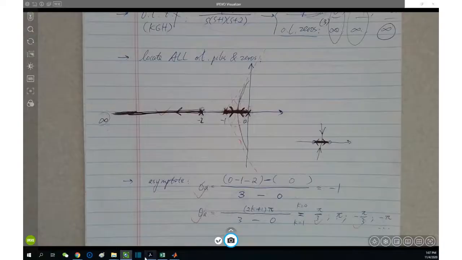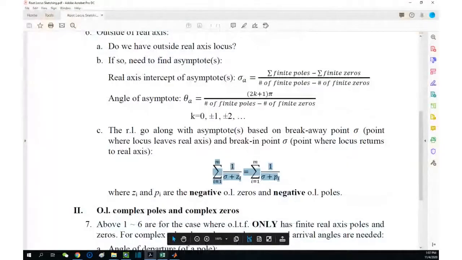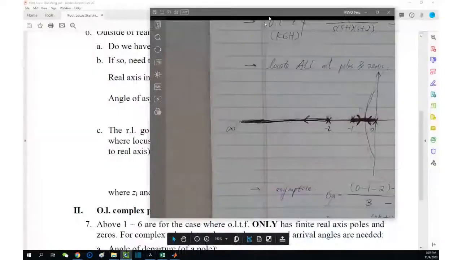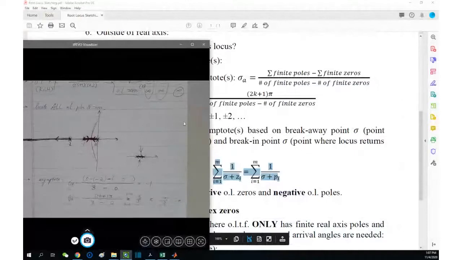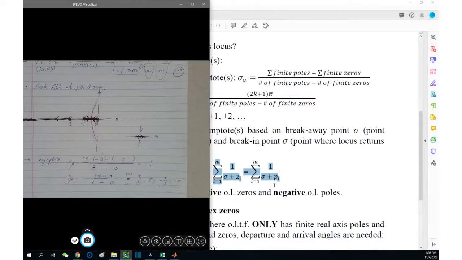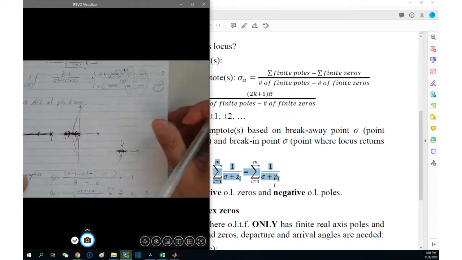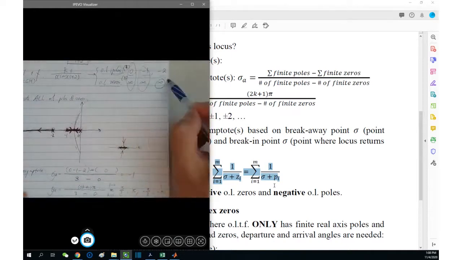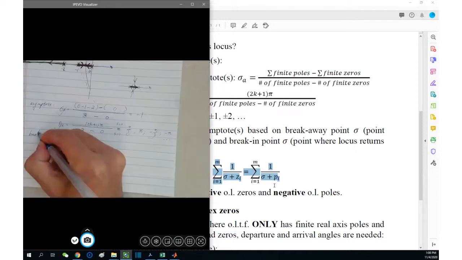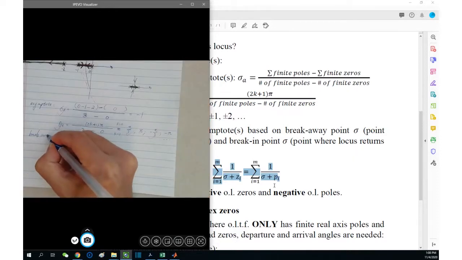So let's see this formula. What does this formula mean, basically? Of course, first we look at these open loop poles and open loop zeros one more time: 0, negative 1, negative 2, and 3, infinity. And how to write this equation, right?